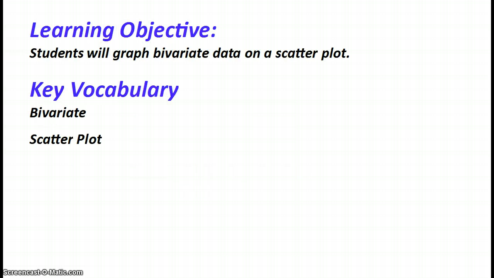The objective that we have picked for this particular lesson is you will learn how to graph bivariate data on a scatter plot. You will learn what the term bivariate means, and you shall also understand by the end of this lesson what the term scatter plot means.